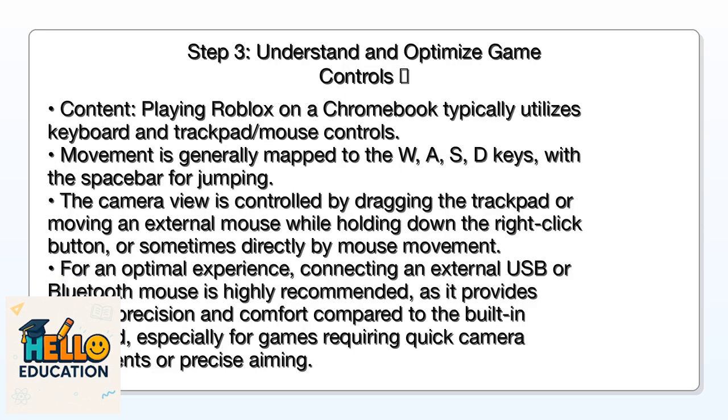Step 3. Understand and optimize game controls. Playing Roblox on a Chromebook typically utilizes keyboard and trackpad or mouse controls. Movement is generally mapped to the WASD keys with the spacebar for jumping. The camera view is controlled by dragging the trackpad or moving an external mouse while holding down the right-click button, or sometimes directly by mouse movement.